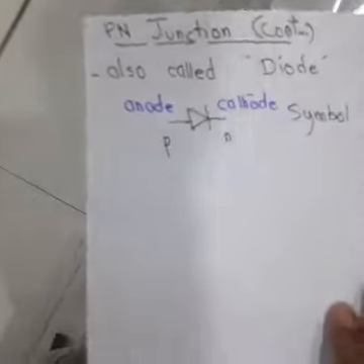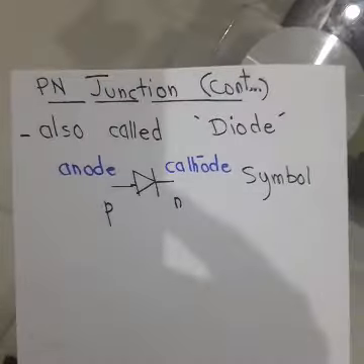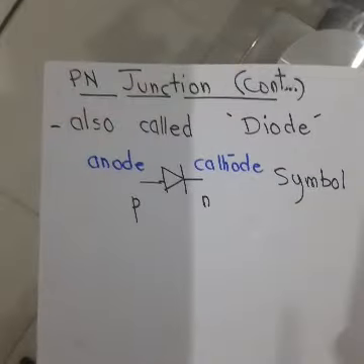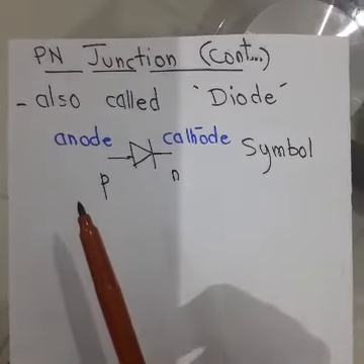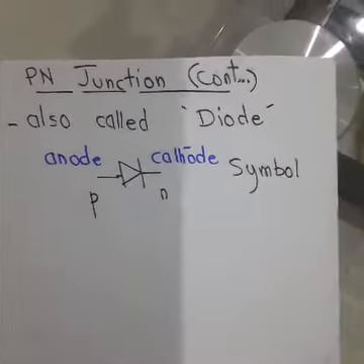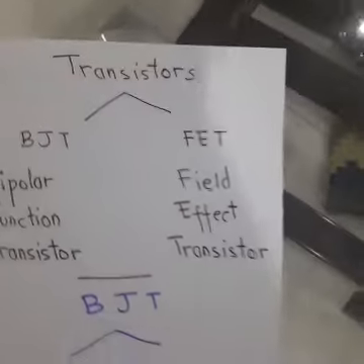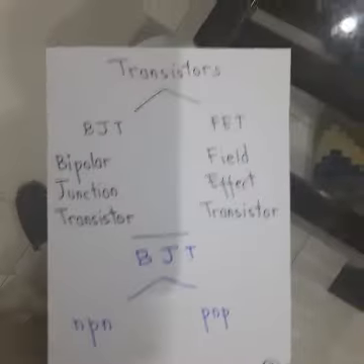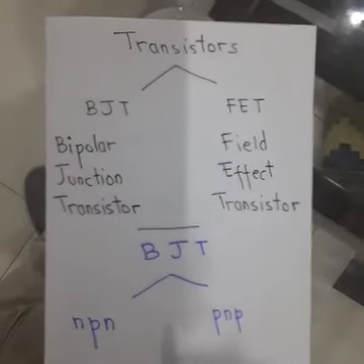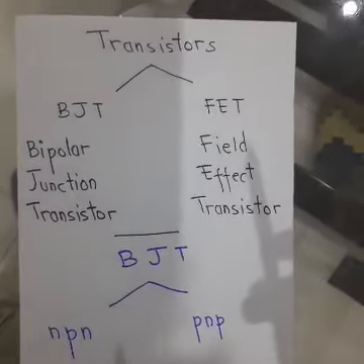Right, let's come to the next slide. A PN junction is also called a diode, where we have an anode and a cathode, and the symbol is like this. You already know this. Okay, so let's come to the transistors. The course is mainly about transistors, and that was only some background.